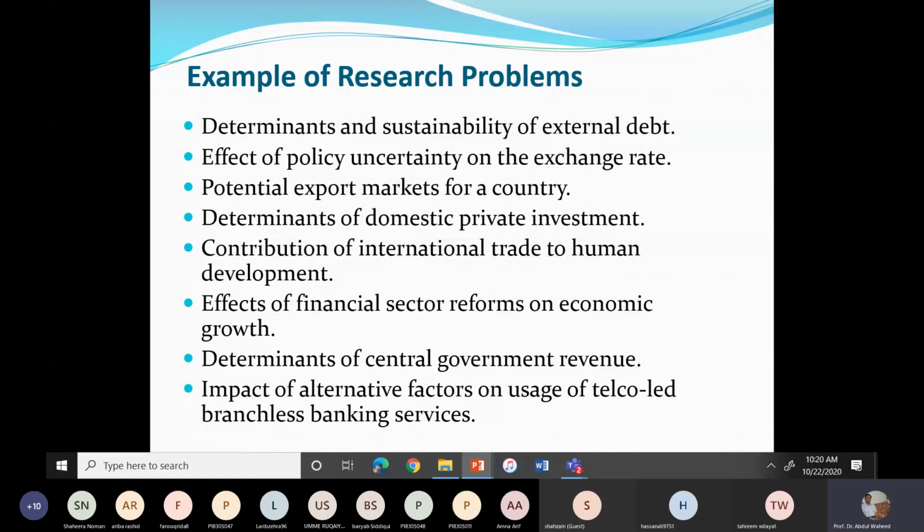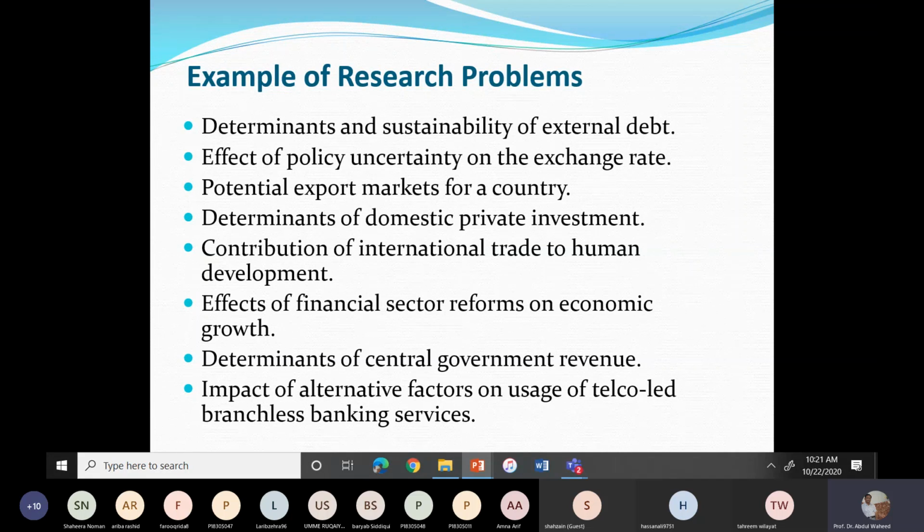Okay. We want to know the determinants of central government revenue. We want to see what are the determinants of central government revenue. And we also want to see impact of alternative factors on usage of telco-led branchless banking services. Okay. So these are different research problems.